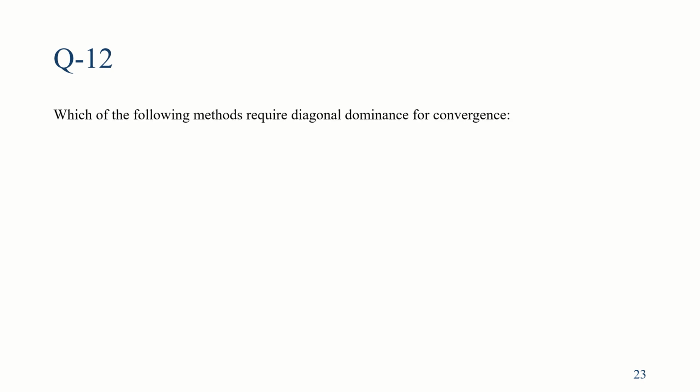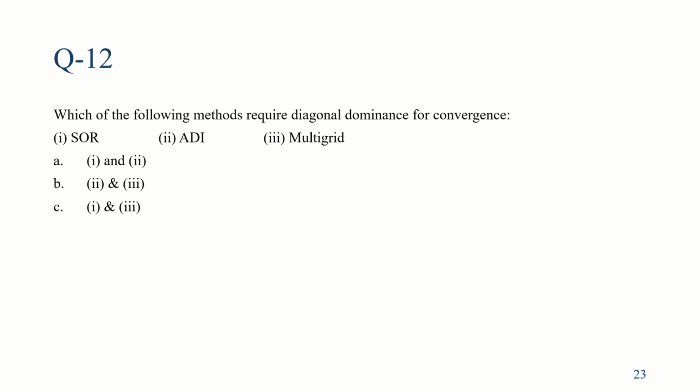In question 12, it is asking which of the following methods require diagonal dominance for convergence? SOR, ADI, multigrid method. Options are 1 and 2, 2 and 3, 1 and 3, 1, 2 and 3. Okay, all three of them require the diagonal dominance condition to be met.